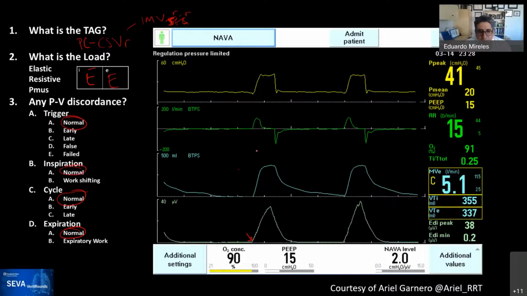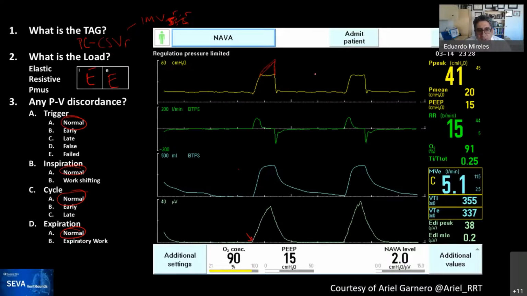And you set that according to, you can modify it. And that led to a little bit of drop in the pressure and the start of the flow. And then inspiration, we talked about it. It's essentially normal. I don't see any work shifting here. But you may say, Eduardo, this sucks. I mean, the waveform actually should, well, that sucks, but whatever you want. This waveform should actually look a little bit like that, and then it should drop, because it's matching the EDI signal. That's how it should look.